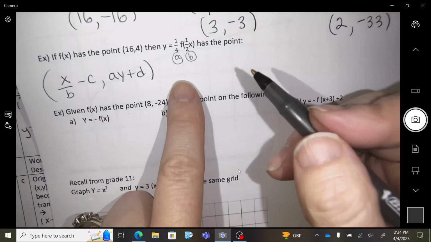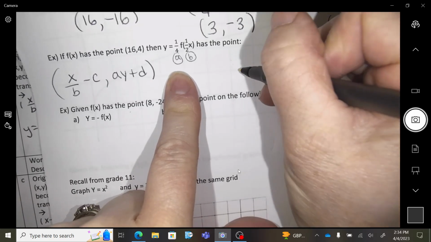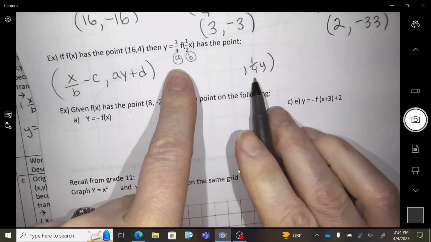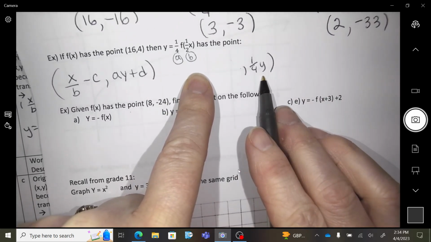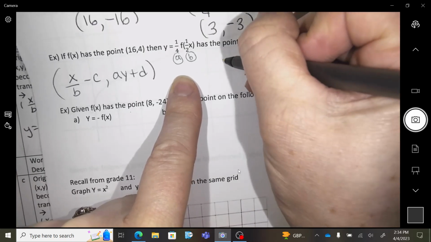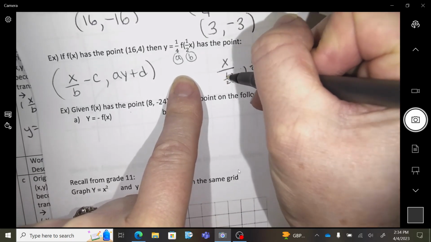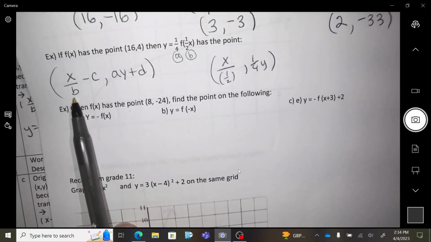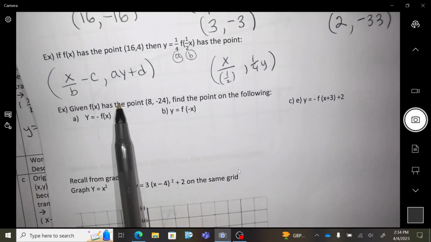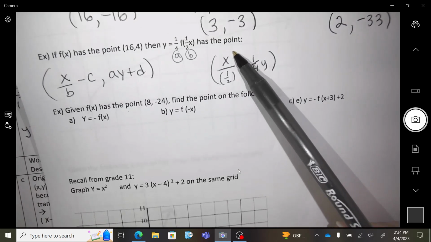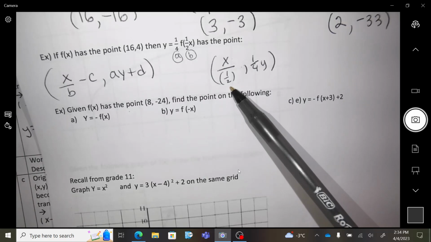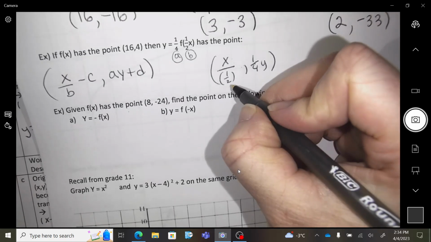Okay, so what does this mean? A quarter gets multiplied by the Y, and the X gets divided by a half. So I just did that. I put them into this equation. What's the same thing in math as dividing something by a half? Timesing it by 2.